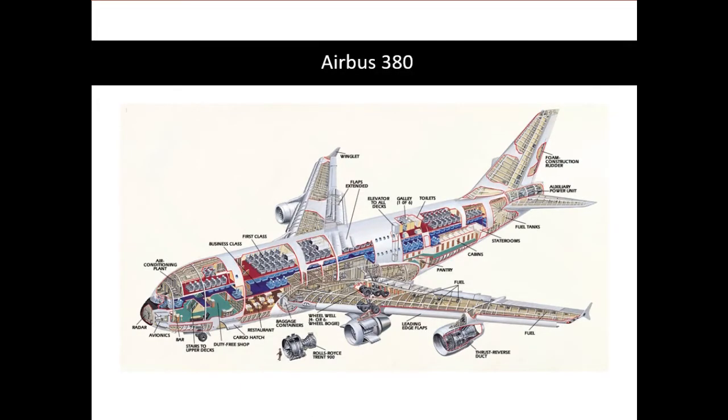This is just to show you a rough idea of how the Airbus 380 looks, the seating arrangement, the overall aircraft and the technical names of each part of it. You can see where the business class is located, first class, economy class, and where the pantry is, where the fuel area is, and so on.